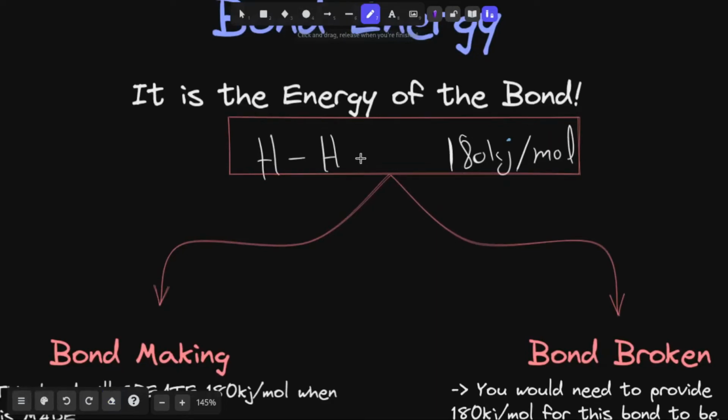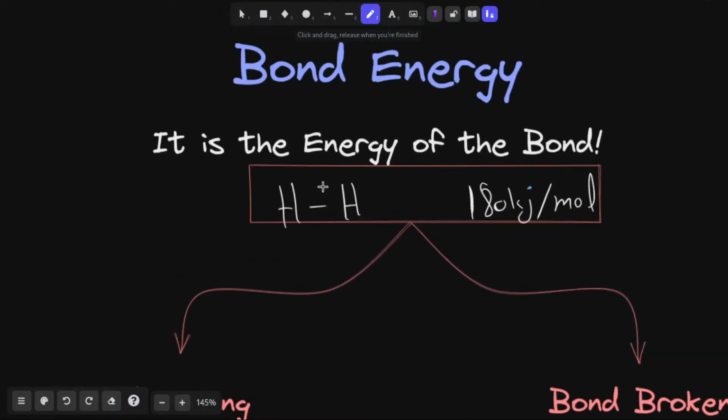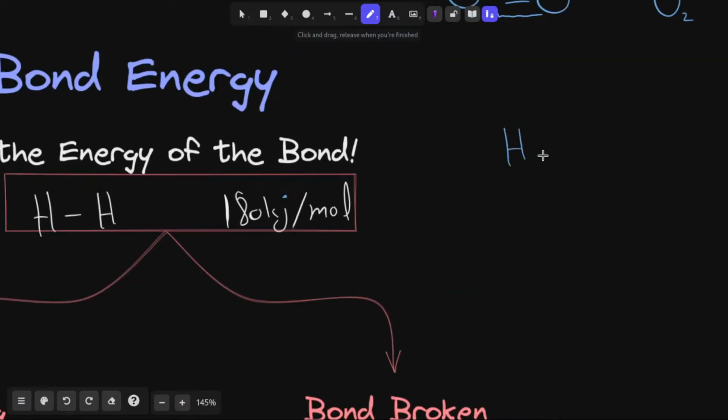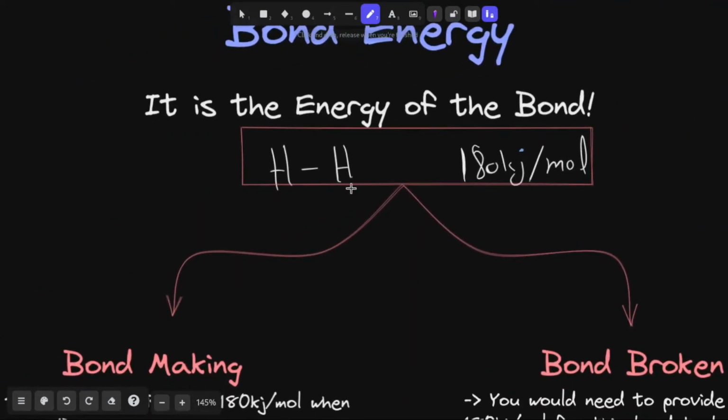So now let's understand what this bond energy is actually used for. Now, you know that you can make a bond or break a bond. For example, you have a hydrogen atom moving around in an environment and another hydrogen atom moving around in an environment. If these two make a bond, then some type of energy change will occur. Or, if you have a hydrogen to hydrogen bond already and you want to break it, what would be the energy change? This is what we need to understand.